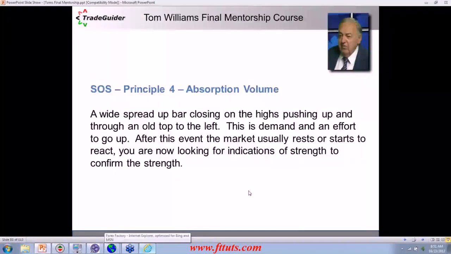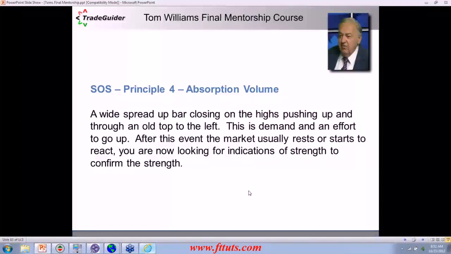Good. Absorption volume. We've already been asked several questions about this today. Absorption volume is the opposite of a gotcha bar. It's where professional money are bullish, and they're quite prepared to absorb any sellers to the left. And this is demand, basically. It will very often produce a red signal because the market goes up on high volume.